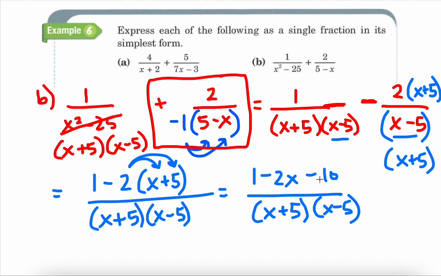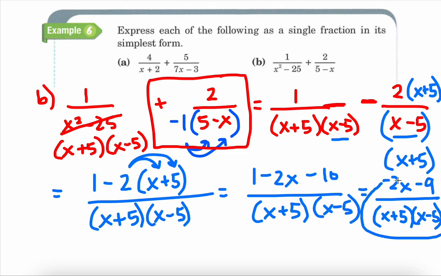And then this 1 minus 10 can be simplified. So I end up with negative 2x, because that negative belongs to the 2x. And then 1 minus 10 is negative 9. So I end up with negative 2x minus 9 over x plus 5 times x minus 5. And remember, we want to keep it like that in case we do have to do some work later on. So this ends up being our final answer. Negative 2x minus 9 over x plus 5 times x minus 5.